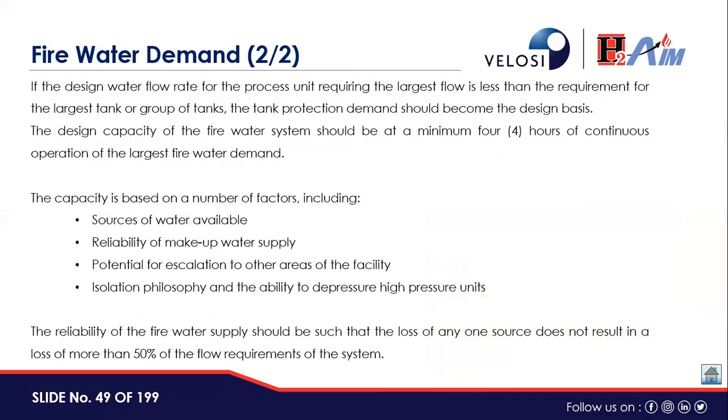Fire water demand, continuing the same subject. If the designed water flow rate for the process unit requiring the largest flow is less than the requirement for the largest tank or group of tanks, then tank protection demand should become the design basis of the water, as I said earlier. The capacity is based on a number of factors, including source of water available, reliability of makeup water supply, then potential for escalation to other areas of the facility, isolation philosophy, and the ability of depressurization of the process unit. The reliability of the fire water supply should be such that the loss of any one source does not result in a loss of more than 50% of the flow of the water.